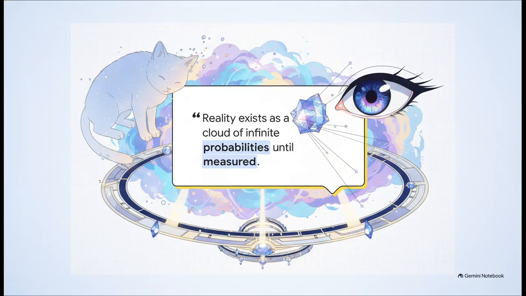Okay, let's dive into this. The sources point out that reality exists as a chaotic cloud of infinite probabilities until measured. Basically, quantum mechanics demands an observer to force a wave function collapse and fix reality into a definite state. The cat is both dead and alive until it's measured. Well, the universe itself is a chaotic cloud of infinite probabilities until it's measured.